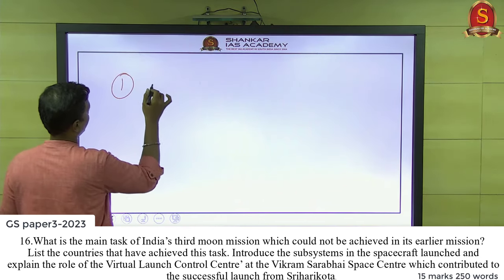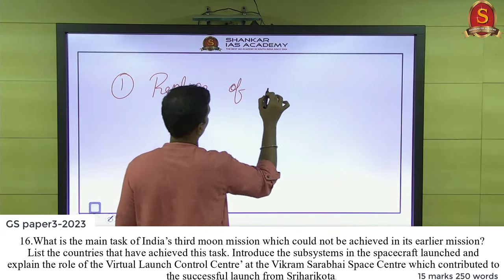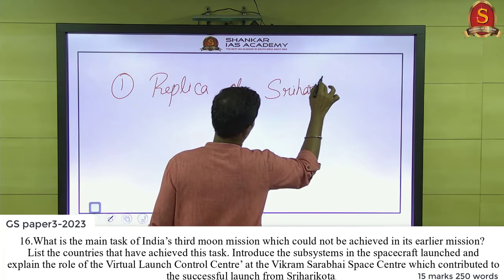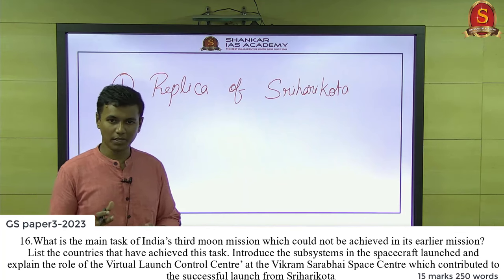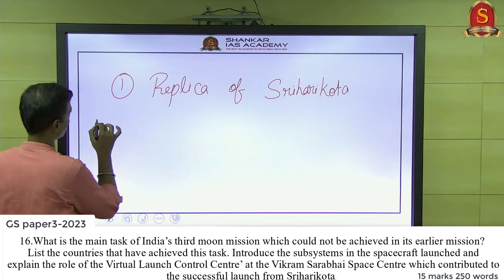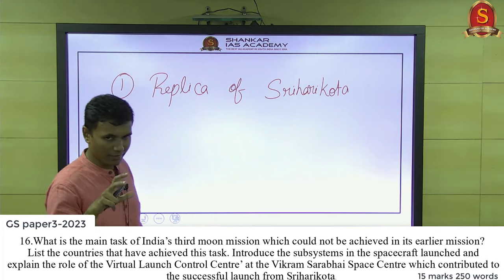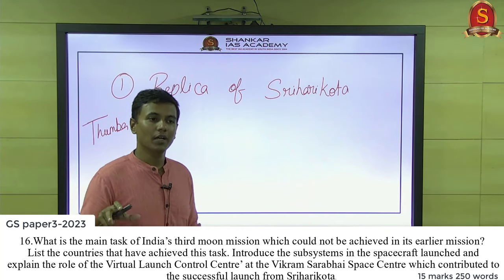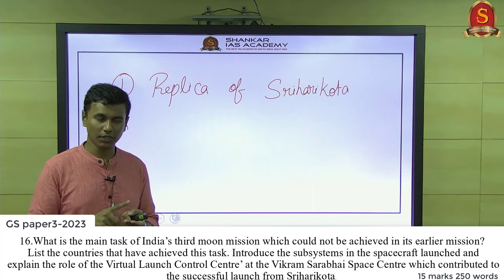First one, it acted as a simulation hub. All the systems that were present in Sriharikota, including the launch vehicles, everything was virtually simulated in the virtual launch control center. Understand, the virtual launch control center is located in Thumba, which is in Trivandrum in Kerala. So we created a virtual environment similar to the Satish Dhawan Space Center in Sriharikota. Because of that, the scientists were able to perform a lot of simulations using the replicas. This was the first one.